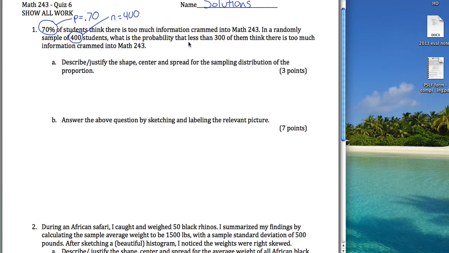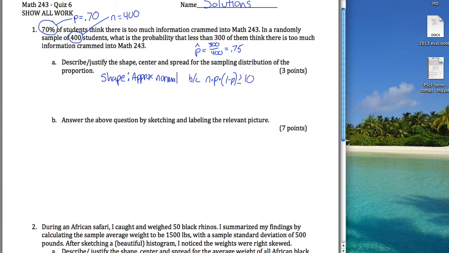What is the probability that less than 300 of them think there is too much information crammed into this class? So what this tells me is that P hat is 300 out of these 400. In other words, 0.75. Describe or justify the shape, center, and spread of the sampling distribution of the proportion. Alright, shape. Approximately normal, because it always is. But more specifically, because N times P times 1 minus P is greater than or equal to 10.